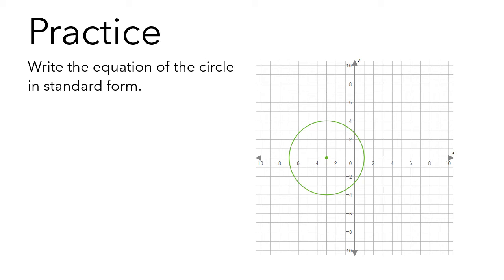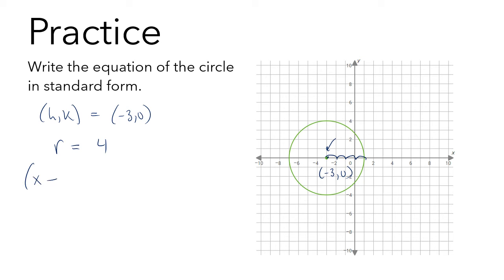Let's try another one. The center of the circle here, (h, k), is over at the point (-3, 0). So I'm going to write (-3, 0). Then let's figure out what r is. Starting in the middle, let's count towards the outer edge: 1, 2, 3, 4. r is 4. Now I can write my equation.